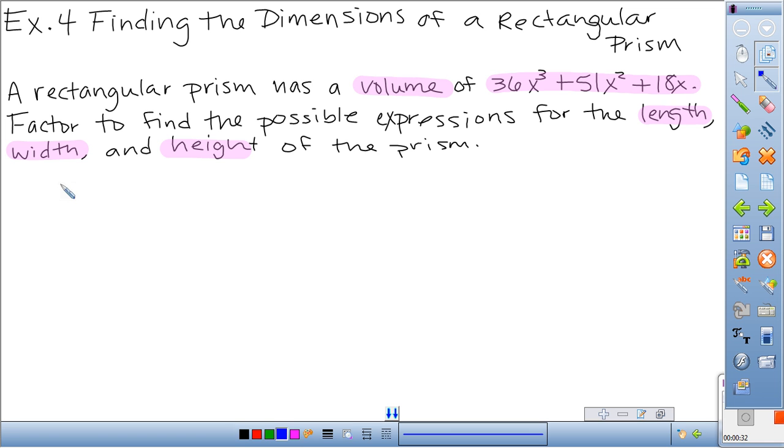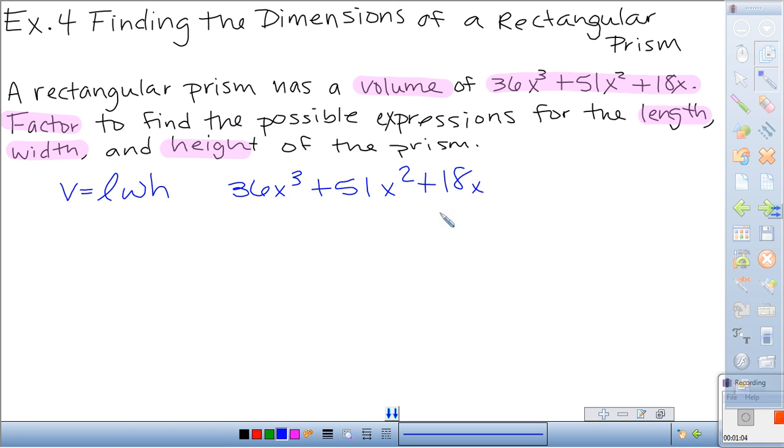As you may know, the formula for finding the volume of a rectangular prism is length times width times height. So in order for them to get this volume of 36x cubed plus 51x squared plus 18x, they needed to multiply a length times a width times a height. That's what they're asking us to find, and basically, they're really just asking us to factor it. So that's what I'm going to do. I'm going to take this 36x cubed plus 51x squared plus 18x and factor using our new method of grouping.